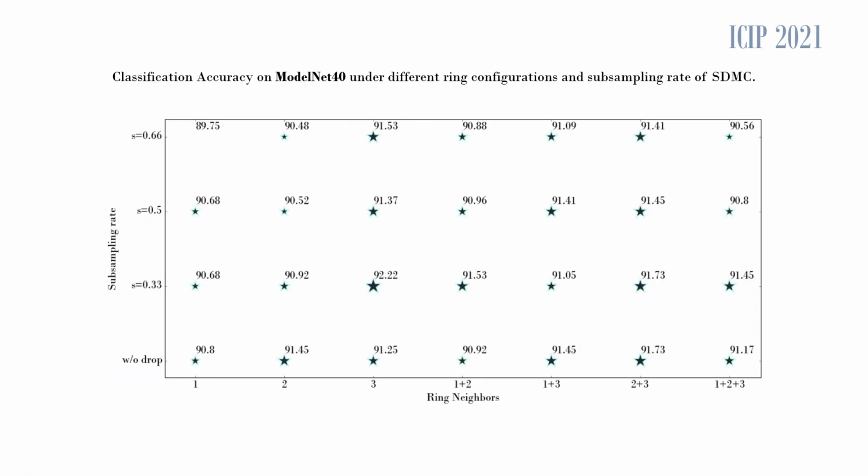We also investigated the role of different ring neighbors and subsampling rates in SDMC. Improvements in MeshNet are observed for almost all ring neighbor configurations. It is evident that classification accuracy increased when third ring neighbors are utilized in a standalone manner or in combination with other ring neighbors. When no rings were used, accuracy drops are observed. We also observed that the classification accuracy starts to plummet with an increase in the subsampling rate.